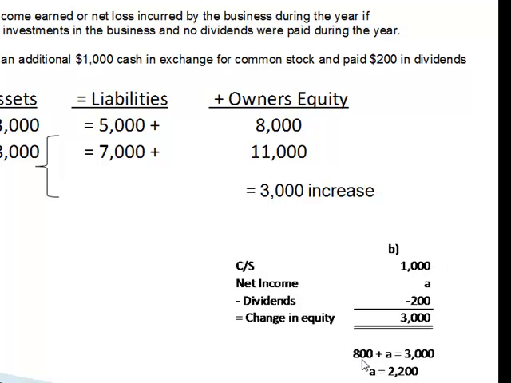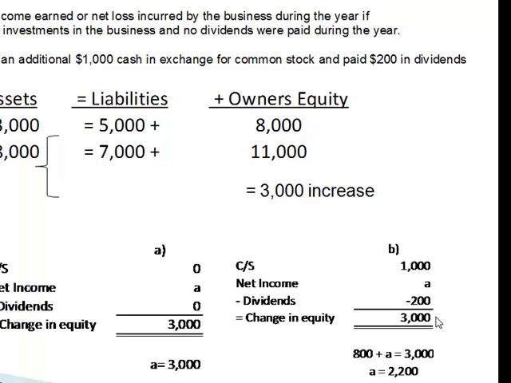Okay, so now we know that the difference here between $1,000 and $200 decrease would be $800. So 800 plus A, our unknown net income, equals 3,000. If we take away 800 from each side, that means that A equals 2,200. Okay, and I always like to plug them back in.